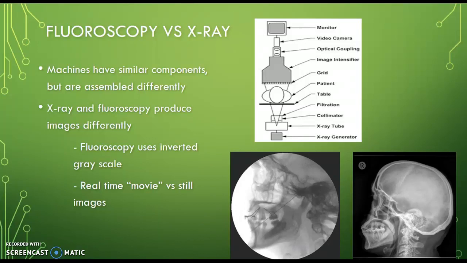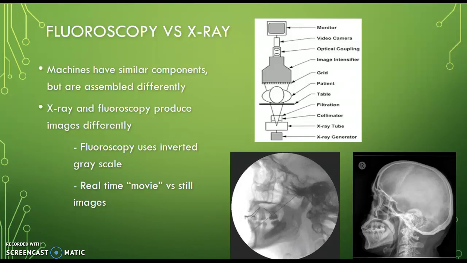X-ray and fluoroscopy produce images differently. Fluoroscopy produces images with an inverted grayscale. So the two bottom pictures of the skull, the one on the left is a fluoroscopy image, and the one on the right is a regular traditional X-ray. You can see that fluoroscopy is inverted from what we are used to seeing as incoming X-ray techs.